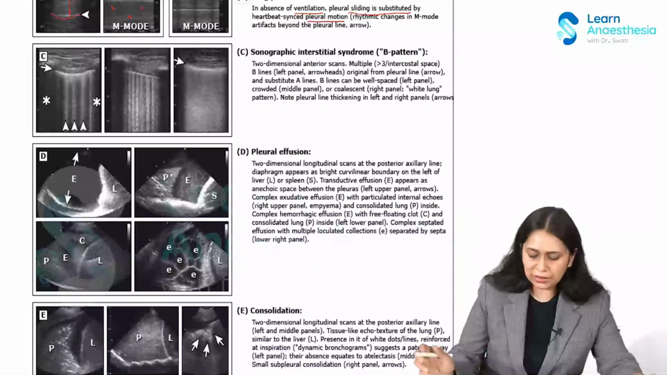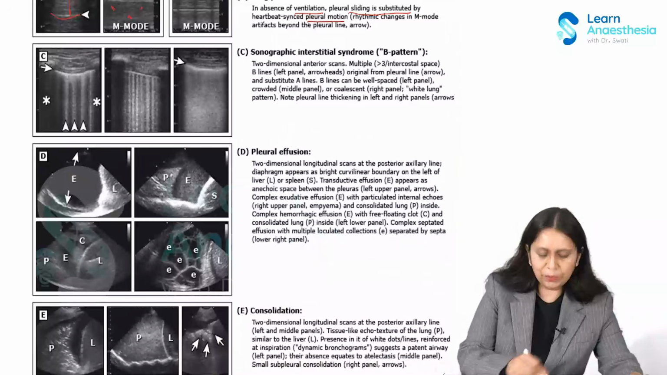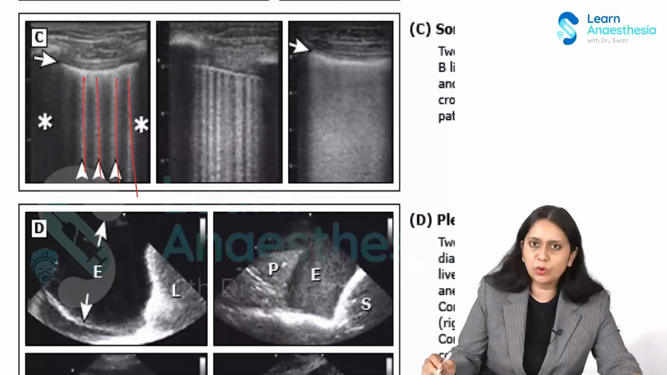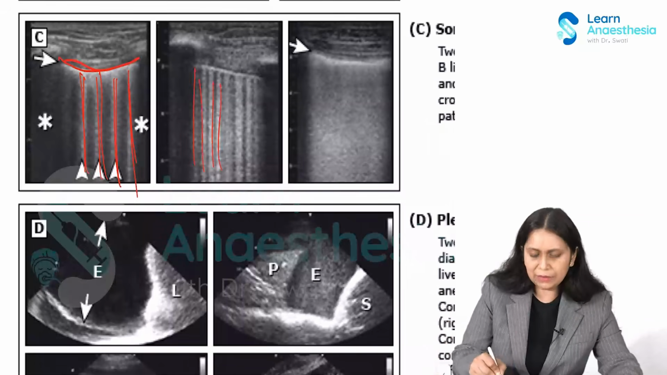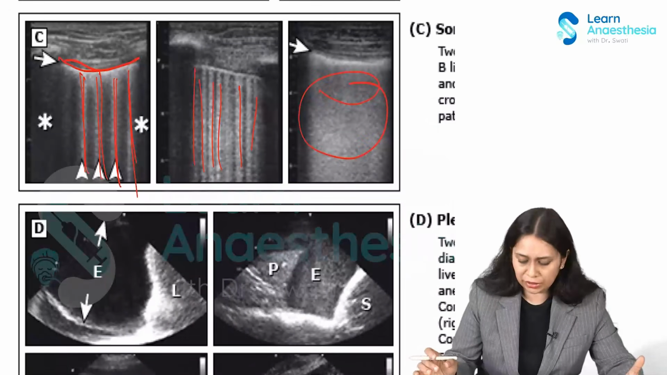Okay, then let's see in pathologies. So let's see when this A line is replaced by B line. When the A line is replaced by multiple B lines, if it is more than 3, then loss of aeration of the lung tissue has happened. We can see this is the pleural line and this B line moves with the pleural line. Multiple B lines show more loss of lung aeration, and the coalescent B line can represent a complete loss of the aeration of the tissue.